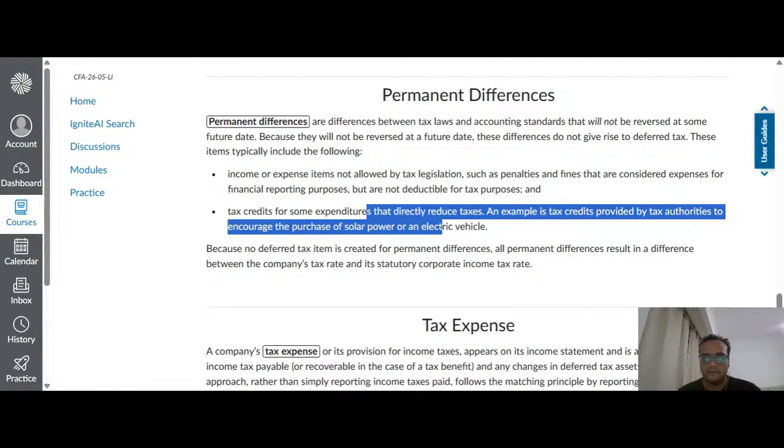An example is tax credits provided by tax authorities to encourage purchase of solar power or electric vehicles. Example: in some cases, a jurisdiction says, okay, I will allow you a tax deduction of 150% of your expense. So this is much more than 100%, and the residual 50% will never be reflected in the financials, but it will be allowed for tax purposes.